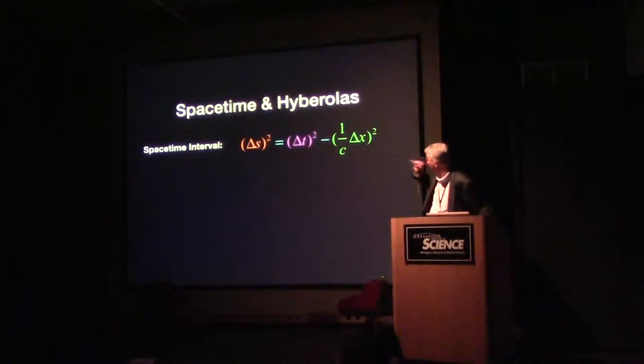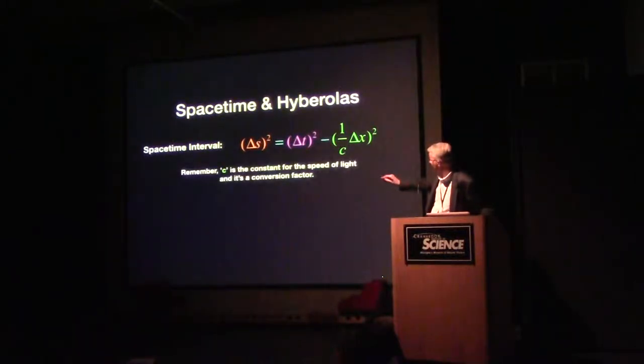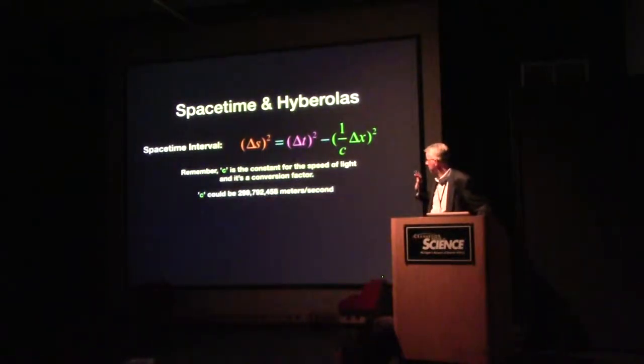we'll take the space-time interval again. I'll draw it up again. And remember that c is the constant that represents the speed of light. Now here's the bit. So c could be 299,792,458.0 meters per second. Anybody know why it's 0.0?